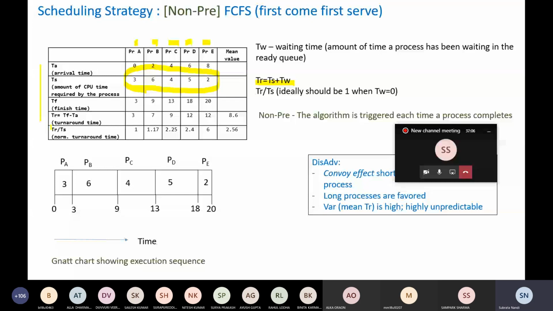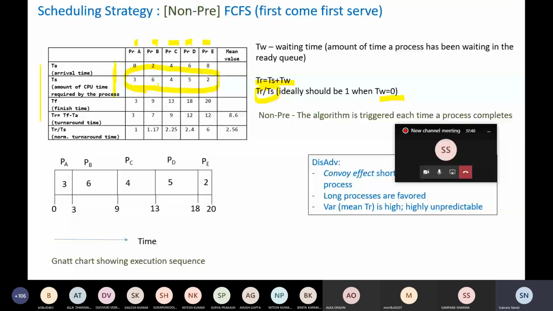So ideally, what should be the case? A process comes and nobody is there to compete, and the waiting time is 0. So in that case, it will be just 1: TR, the normalized turnaround time, equals 1. Okay, so this ratio. Now these are the values. These two sets are given: when it arrives and what the service time is, and the rest you have to calculate based on the algorithm.